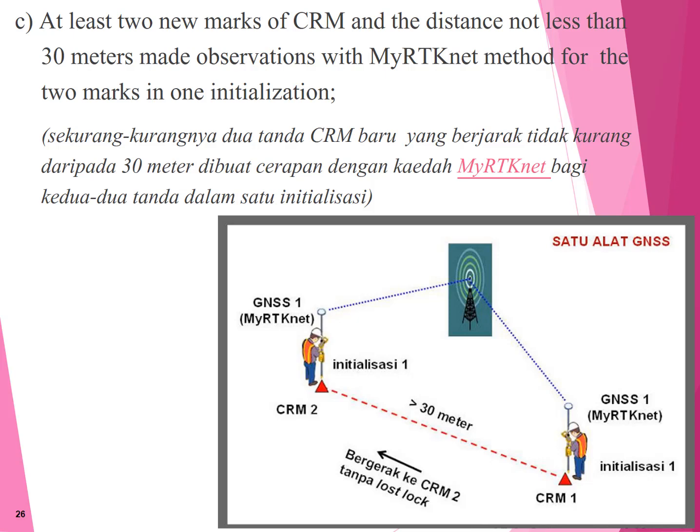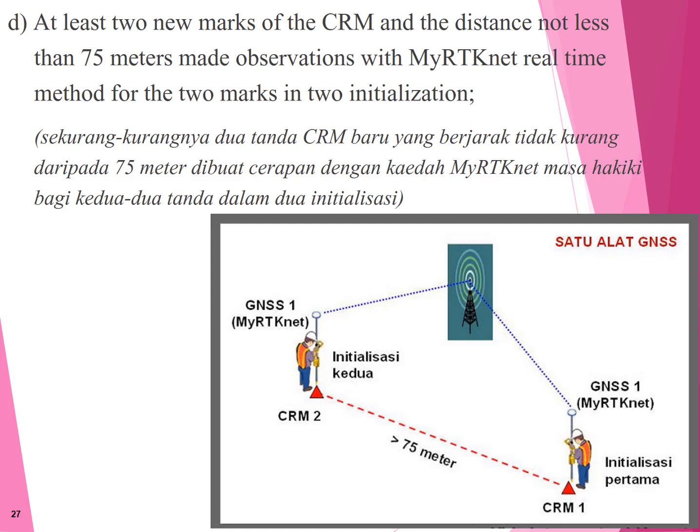D. At least 2 new marks of the CRM and the distance not less than 75 meters made observations with my RTKNet real-time methods for the 2 marks in 2 initializations.